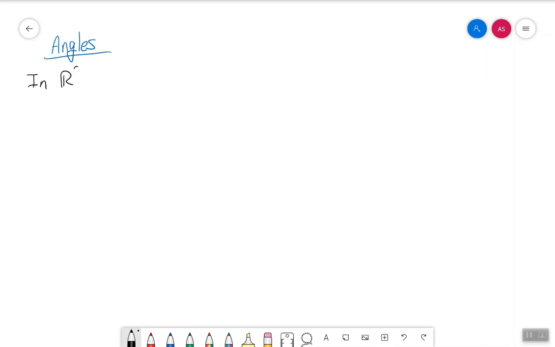In R2, let's take a look at the picture. If I have this vector right here, which let's say is a vector of length 1, and I look at the angle, well, if it's a vector of length 1 with this angle here, its x-coordinate is cosine of theta, and its y-coordinate is sine of theta. So, can we turn this into a statement about vectors?